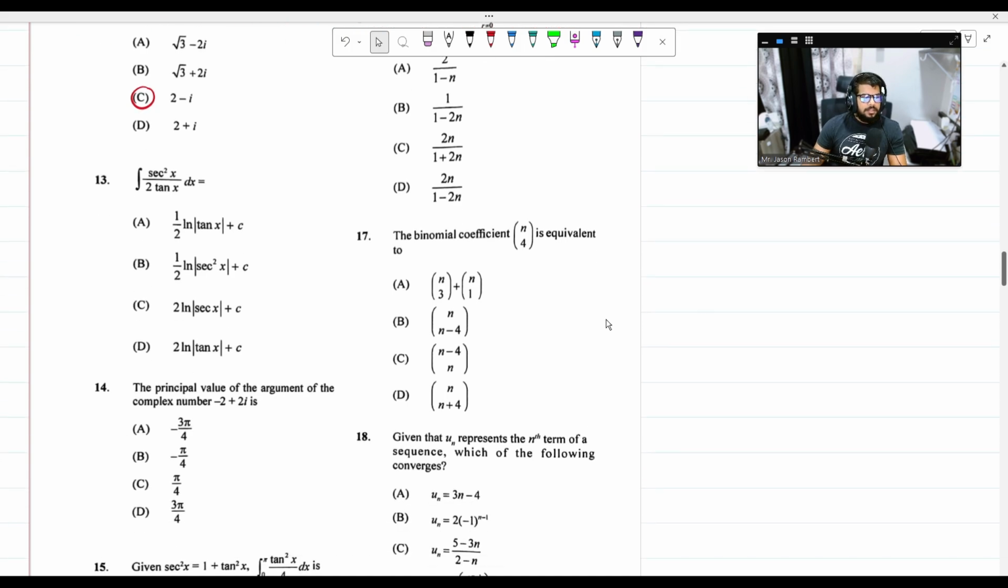Next, this is an integration by recognition. We're looking at the integral of f dash x over f of x dx. So all I had to do is, this is equal to ln modulus of f of x. So I'm looking for ln modulus of tan x, and the half had to go on the outside, right? So a half ln modulus of tan x, plus c. 13 is a.